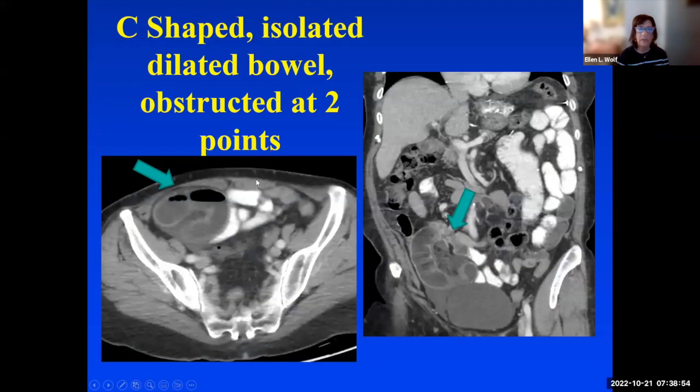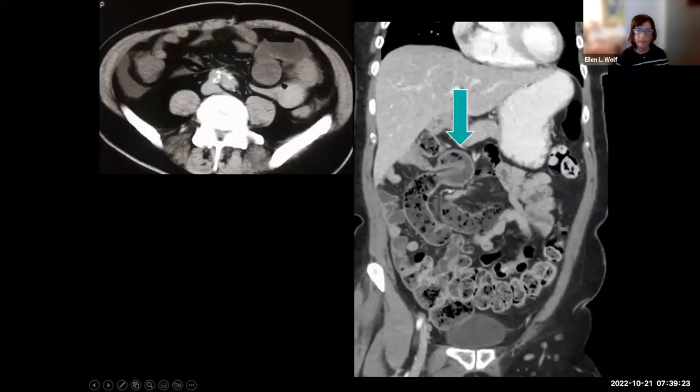In this patient, we can see that there's a C-shaped, isolated, dilated loop due to this bowel which is obstructed at two points. This is isolated. All these other loops are a little bit dilated, but this is out of proportion and has a C-shaped configuration. There's also a bit of mesenteric edema, which points to possible ischemia. So this is another configuration of closed loop obstruction, the C-shaped loop.